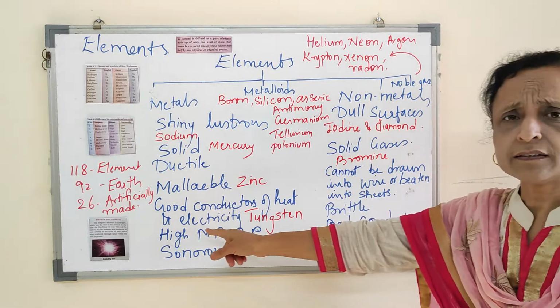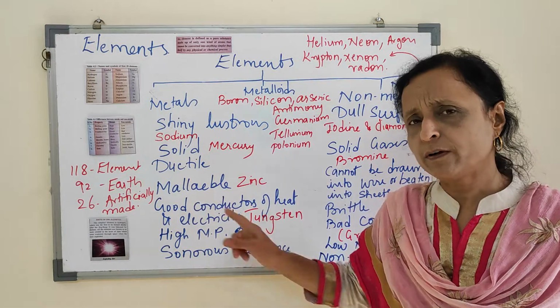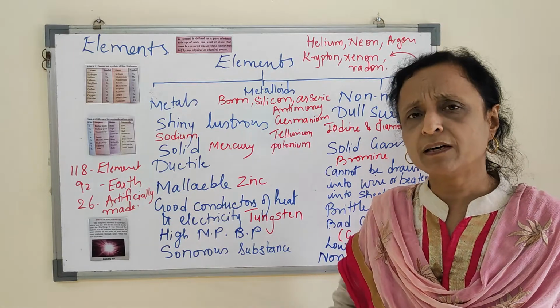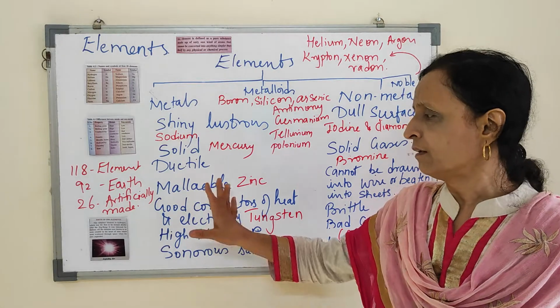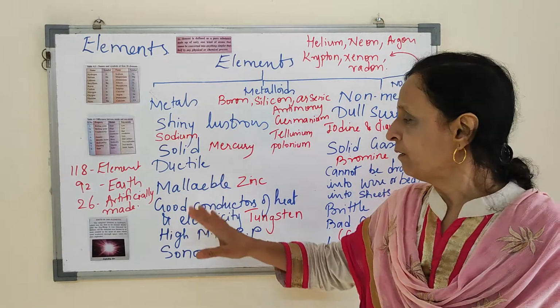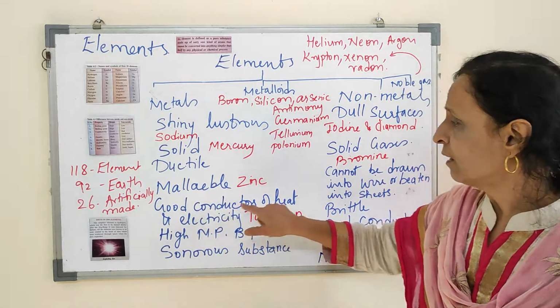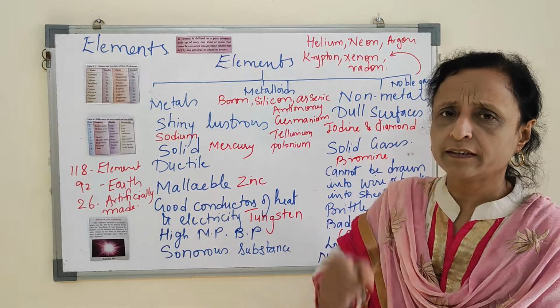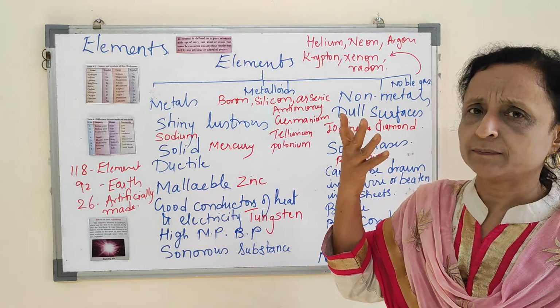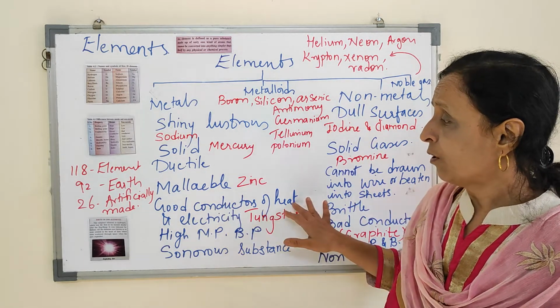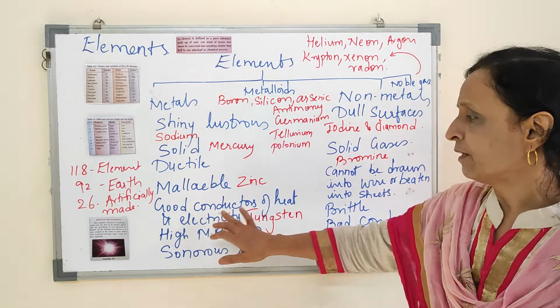Metals are good conductors. That is why we make wire of copper, because it is a good conductor. All metals are good conductors, but copper is more viable. So they are used as conductors, good conductors of heat and electricity. So metals are good conductors of electricity.